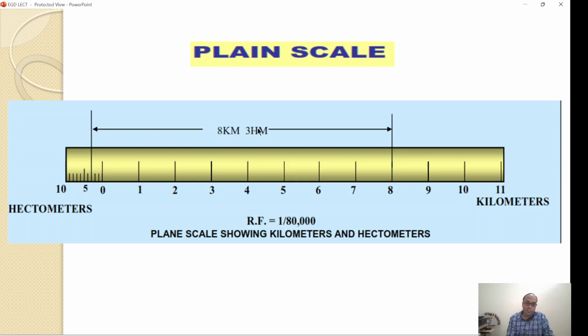We are writing this in short. You must label the left and right side or different parts of the scale, that is kilometer and hectometer. This plane scale shows two different units, hectometer and kilometer, and these dimensions are in continuation. We can write 8 kilometer and 3 hectometer as 8.3 kilometer. This representation up to 1 decimal place is what we use for drawing the plane scale. Hope you understand this particular problem.